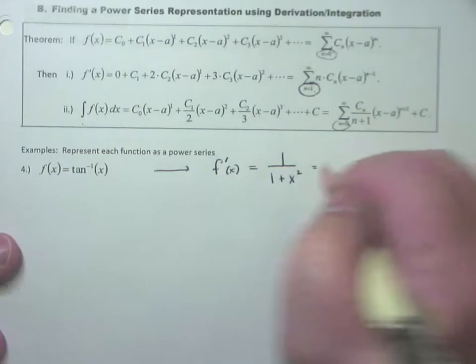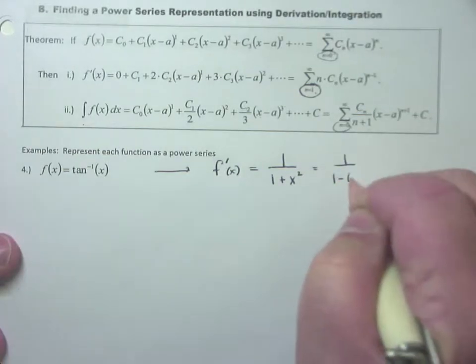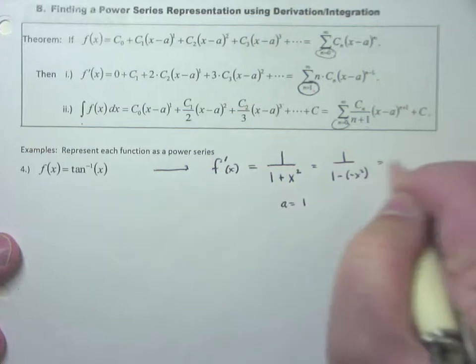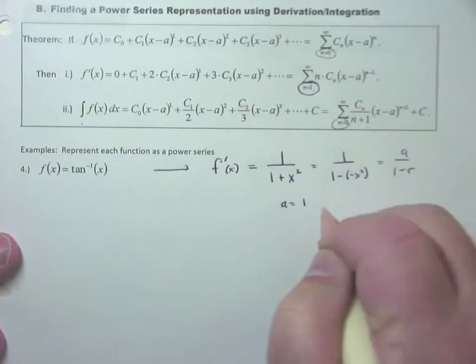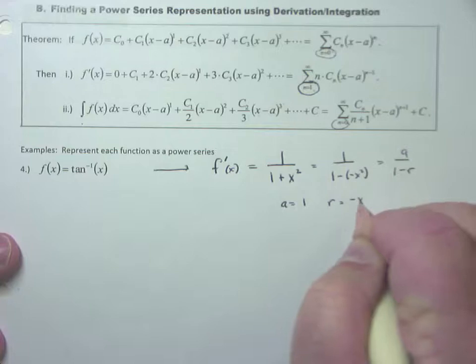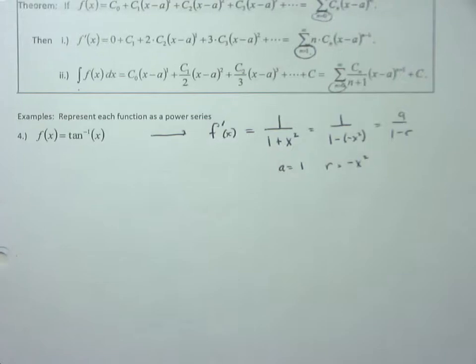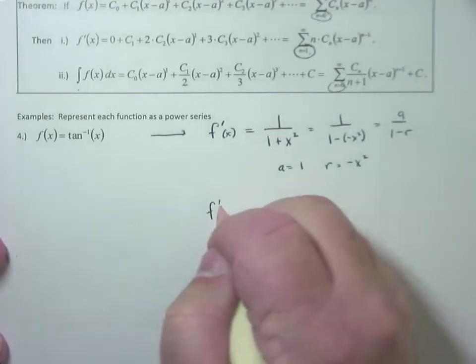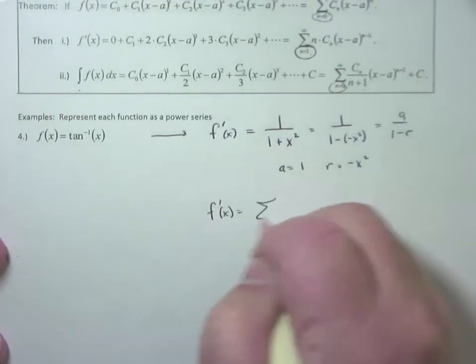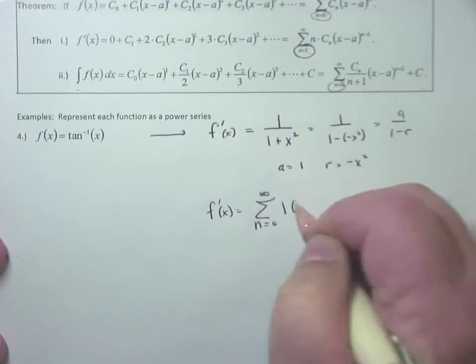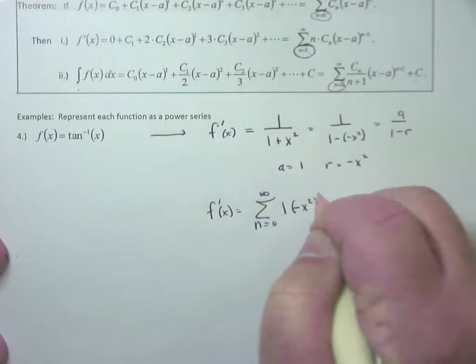This is going to be 1 over 1 minus negative x squared. So here a would be 1, and your r would be negative x squared. Does that make sense? Now, write it as your series. So this is a formula for my derivative. This will be the sum as n goes from 0 to infinity of a, which is 1, times r, which is negative x squared, to the n.